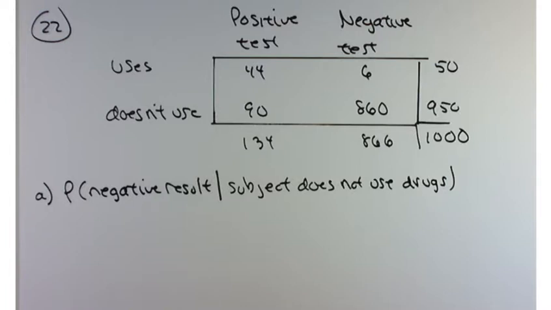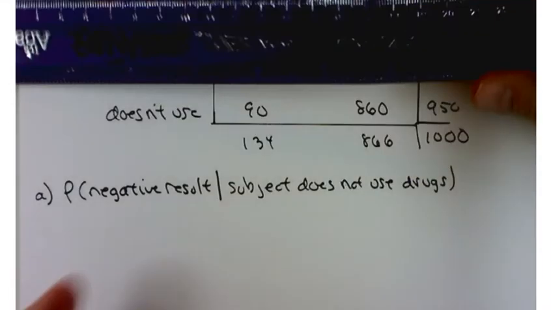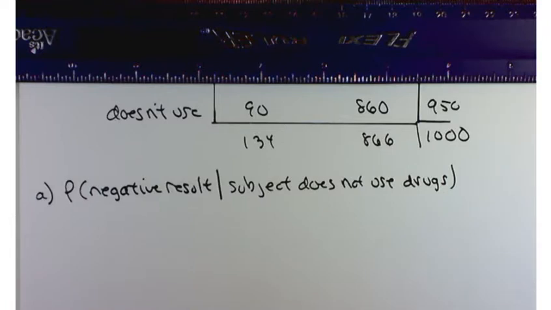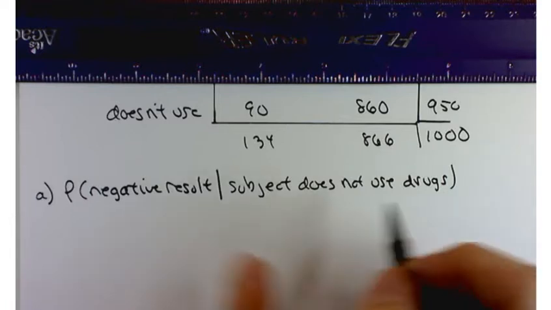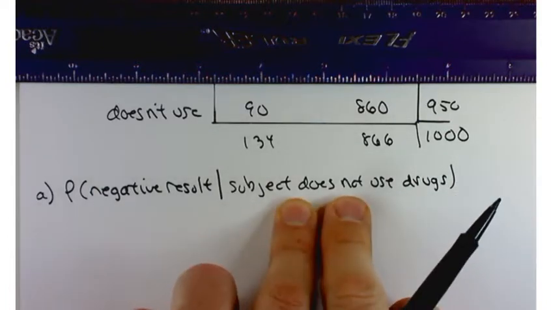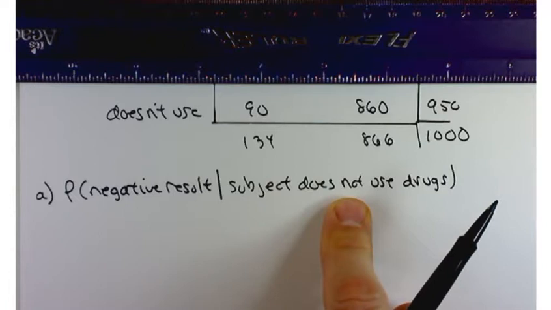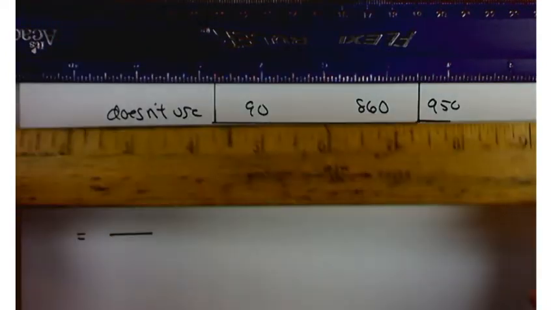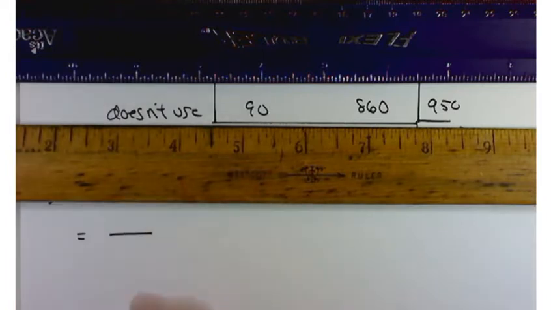then how many people do we have realistically to consider in our sample space? 950, because we're eliminating the 50 that use drugs. So given that you have somebody that doesn't use drugs, what's the probability of a negative result? Well, our denominator now is no longer the 1,000. It's the 950 who don't use drugs. So our denominator now is 950, because they're telling us we're just looking at the people who don't use drugs.